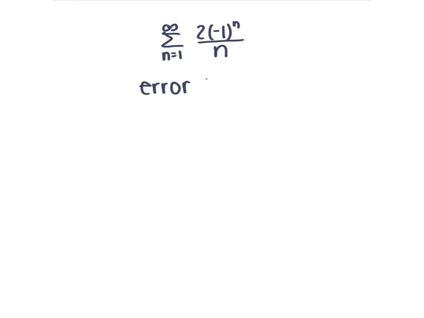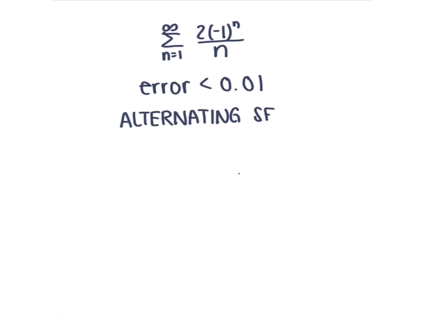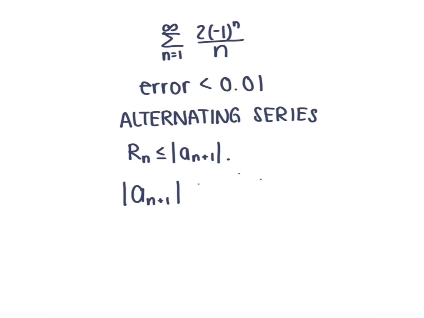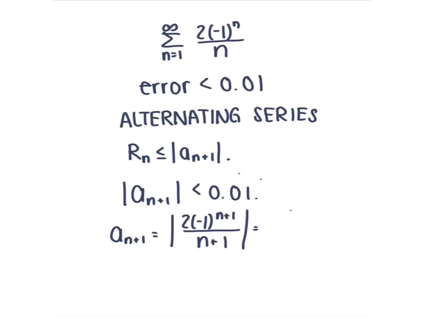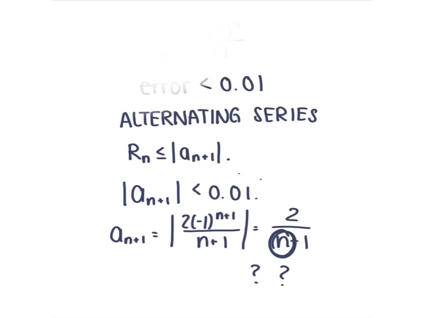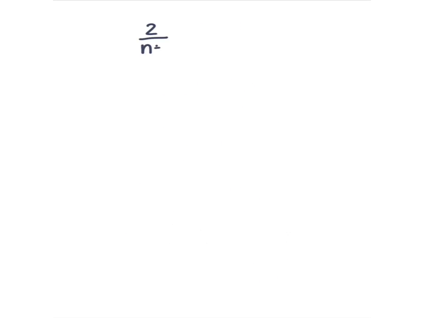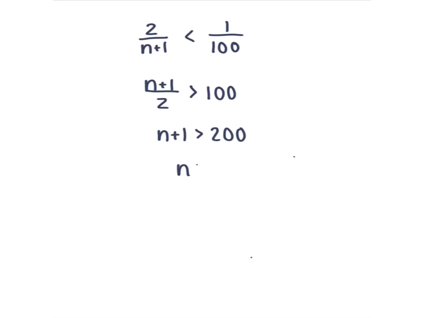Here we have an alternating series. We have to find when the error is less than 0.01. Because this is an alternating series, we need to find a sub n plus 1. Solving through, we get that n equals 200 at least for the error to be less than 0.01.